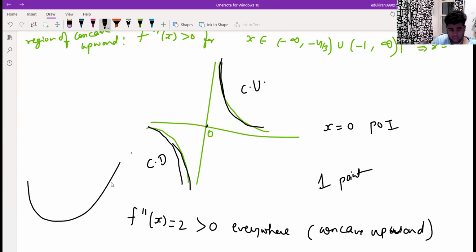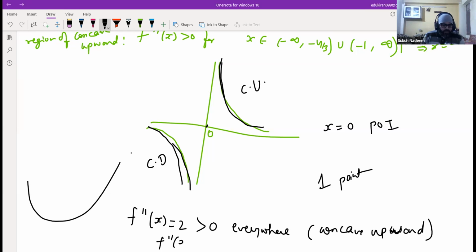So can't we put it as less than 0? We can also put it like that, right? No, the double derivative is not equal to 0. The double derivative is never equal to 0 here. So there is no point of inflection.